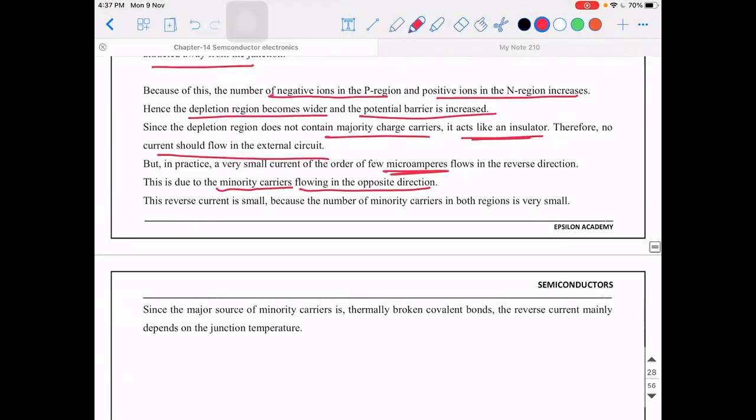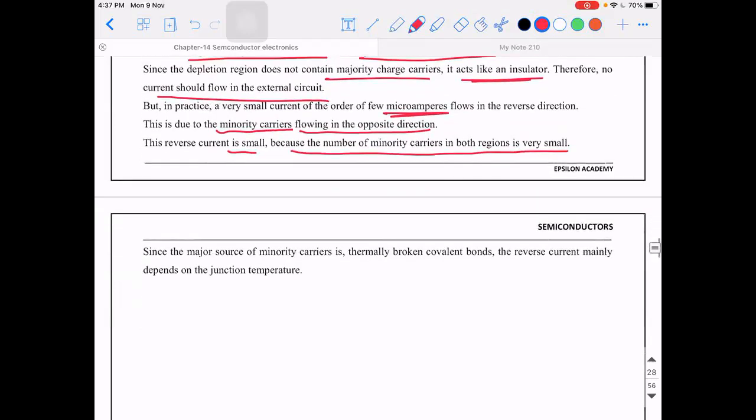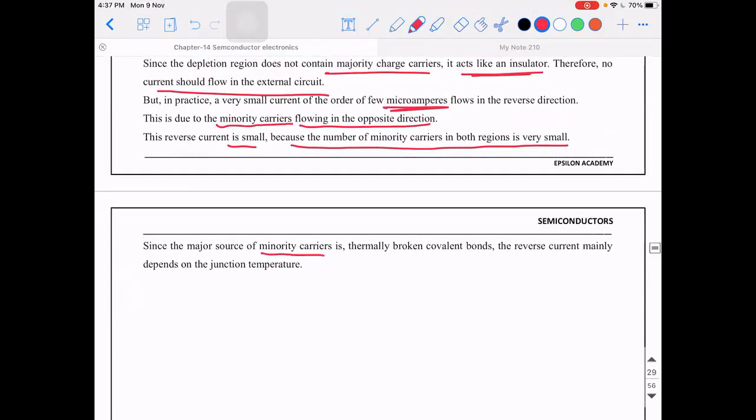So the reverse current is generally small because the number of minority charge carriers in both the regions is very small, obviously, right? I told you, this conduction process is taking place because of the material losing its insulating property. Since the major source of minority carriers is thermally broken covalent bonds, the reverse current mainly depends on the junction temperature. So there is another point to be kept in your mind.